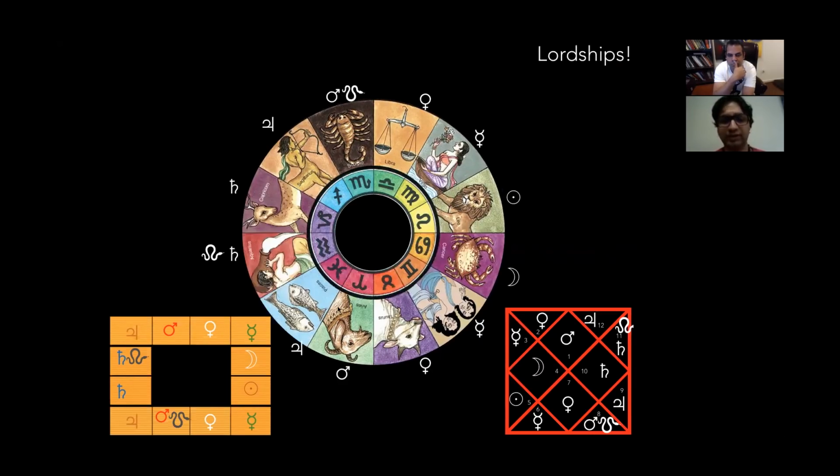For Aries, it's only Mars. Then you have Jupiter based on the distance again, Sagittarius and Pisces, and Saturn, the farthest planet from the sun, ruling Capricorn and Aquarius. So these are the basics. I've just shown it here both in the South Indian chart and the North Indian chart.